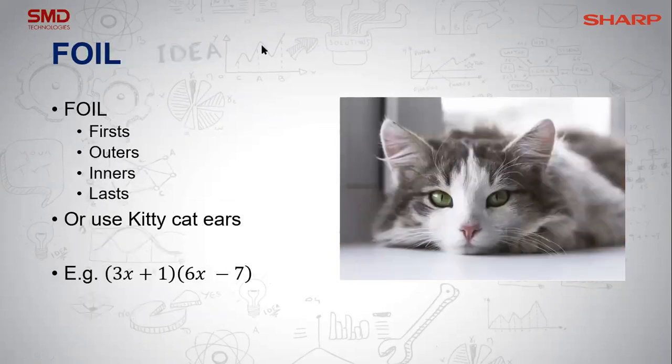All right, and then, of course, don't forget FOIL. So it's your firsts, which is these 2 here, and then your outers, and then your inners, and then your lasts. And hopefully you can sort of see the kitty cat picture that I've drawn here. Kids love this sort of stuff. I remember doing it a lot with the kids that we had at Extra Maths. Okay, great.